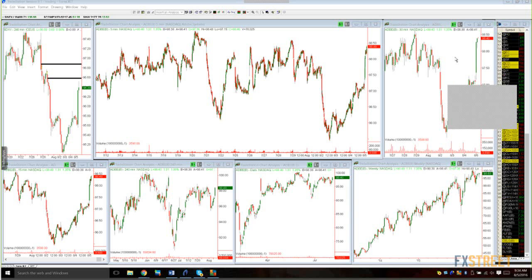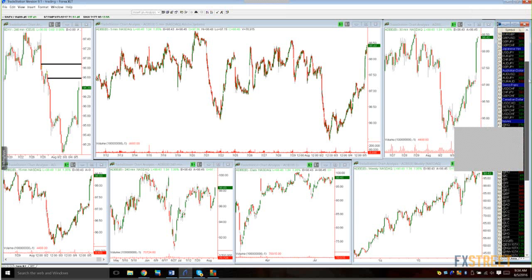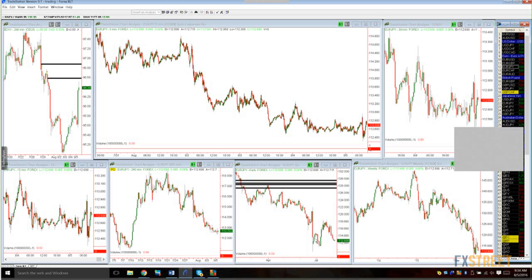Sure, let's keep going here. Euro yen. I see there's a request for that, so let's pull it up. Okay, let's start with the larger time frame. Oh, really good level above and below.